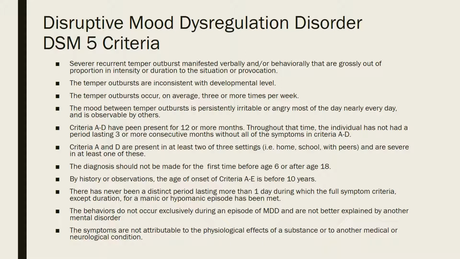So the prevalence range for disruptive mood dysregulation disorder is from 2% to 5% of the population. It is more common in males and school-age children than in females and adolescents. In adolescents, it looks more like bipolar than disruptive mood dysregulation disorder.